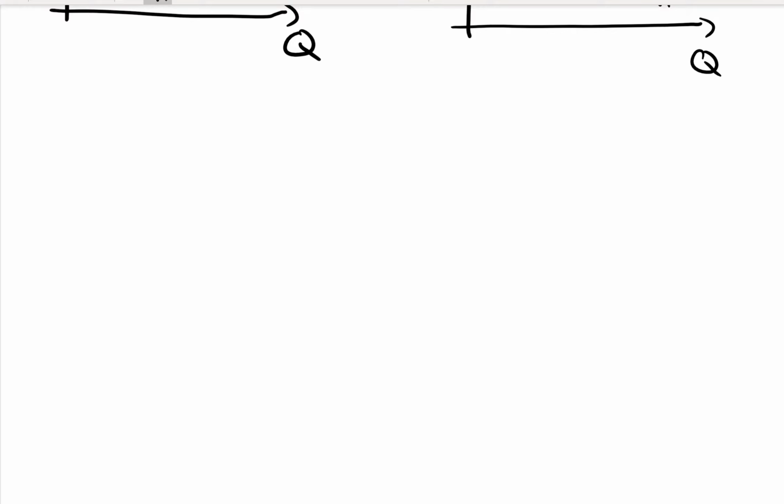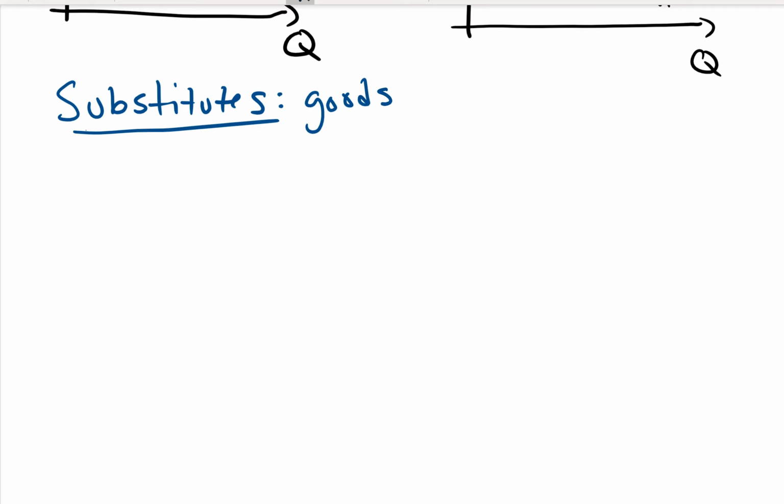So the other type of related good is substitutes. Okay, and so substitutes, as you can probably imagine, they're goods and services that can be used for the same purpose, right? So people kind of consider them to be in the same category, and they're used for the same purpose. So you can use one or you can use the other.